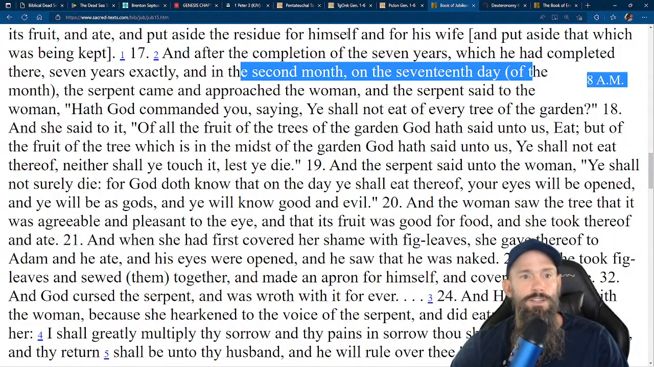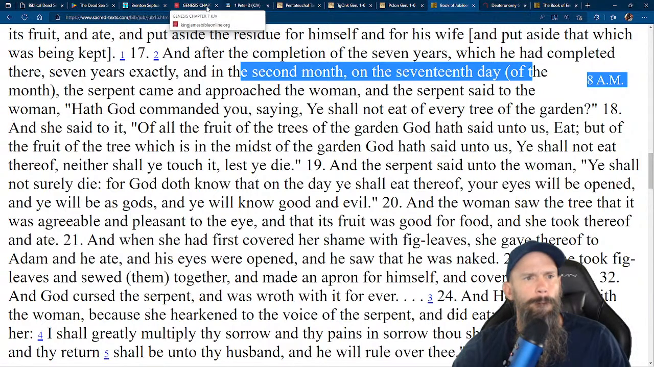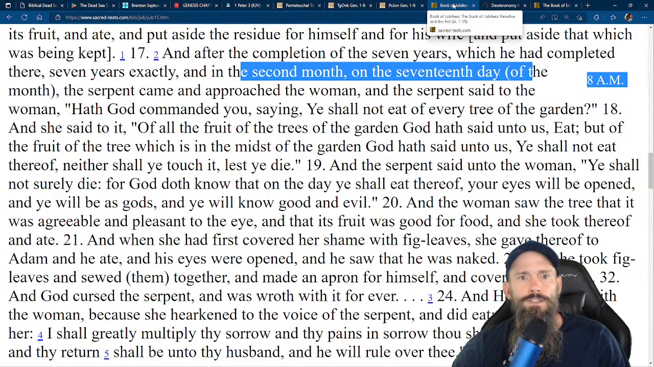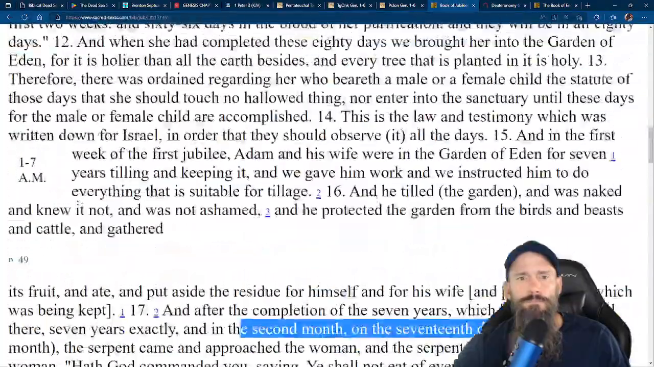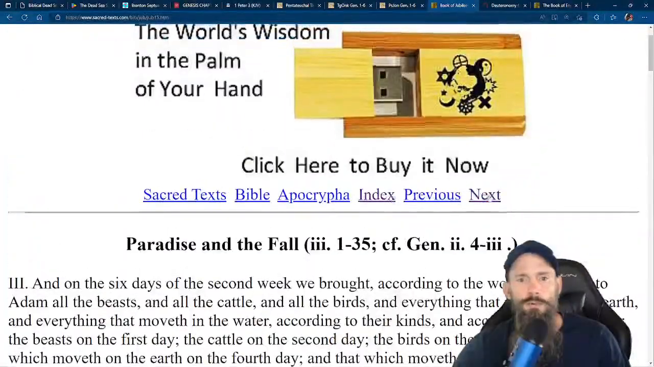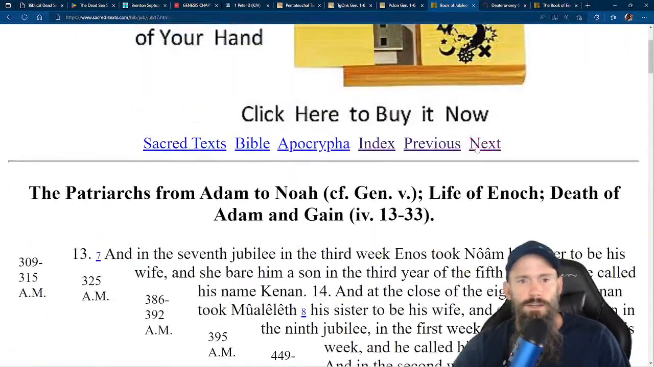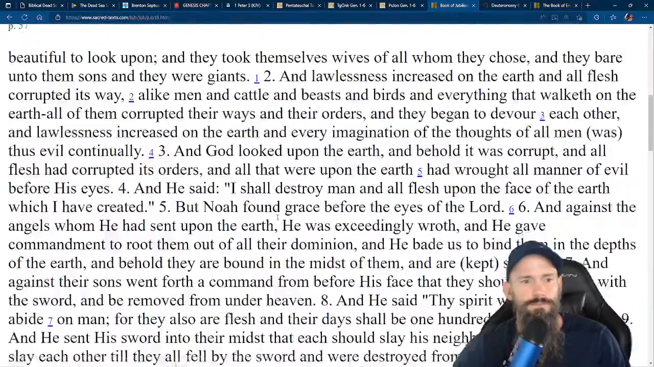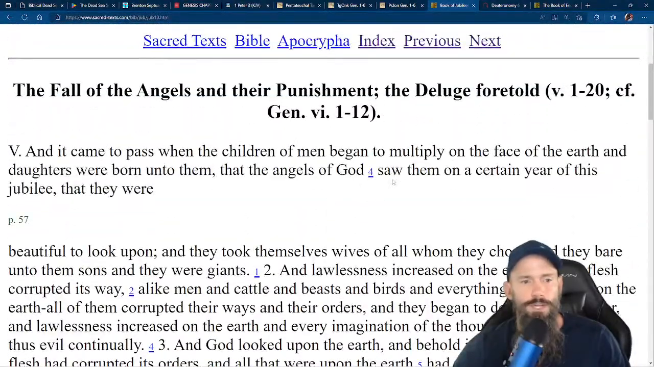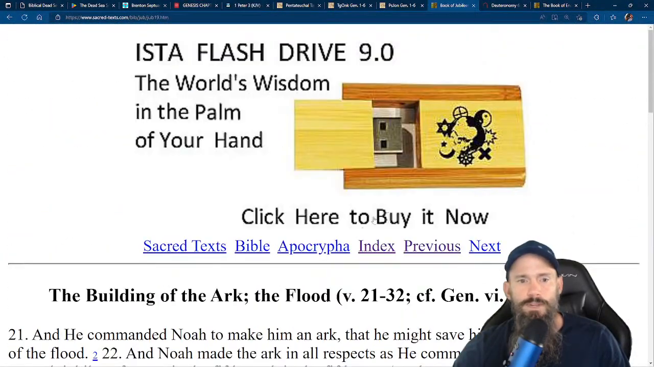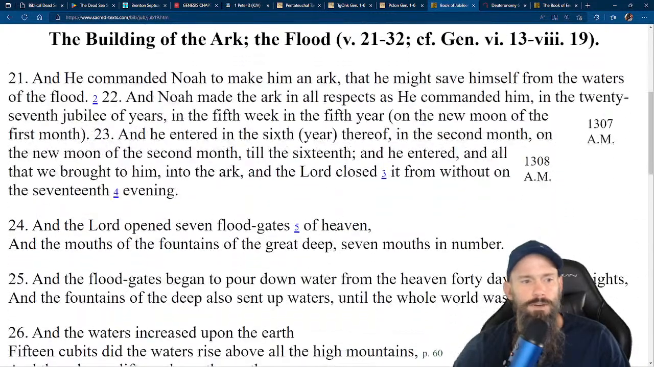So the fall in the garden is the second month, 17th day. Matches KJV and matches Jubilees for when the ark was closed. So the judgment came, the flood came at the same time they transgressed in the garden.